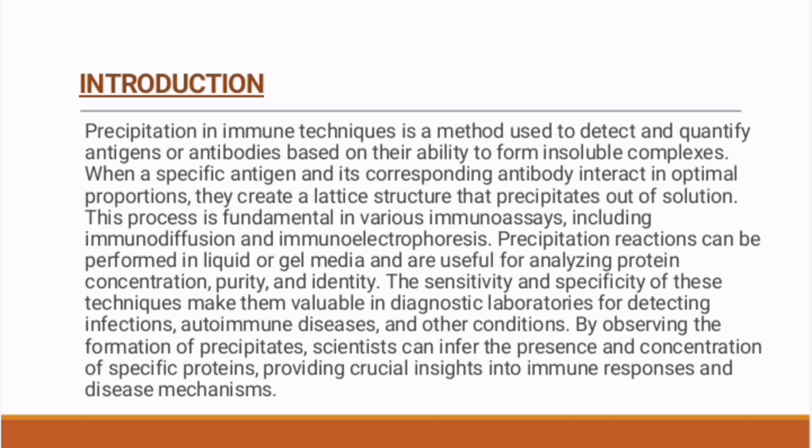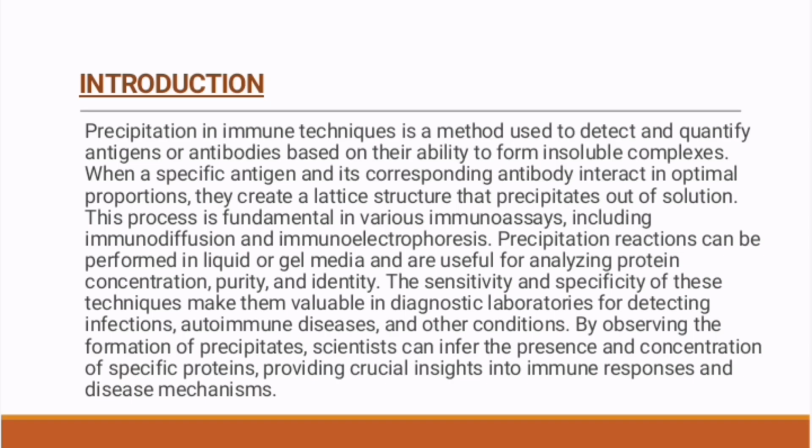Precipitation in immune techniques is a method used to detect and quantify antigens or antibodies based on their ability to form insoluble complexes. When a specific antigen and its corresponding antibody interact in optimal proportions, they create a lattice structure that precipitates out of solution. This process is fundamental in various immunoassays, including immunodiffusion and immunoelectrophoresis.